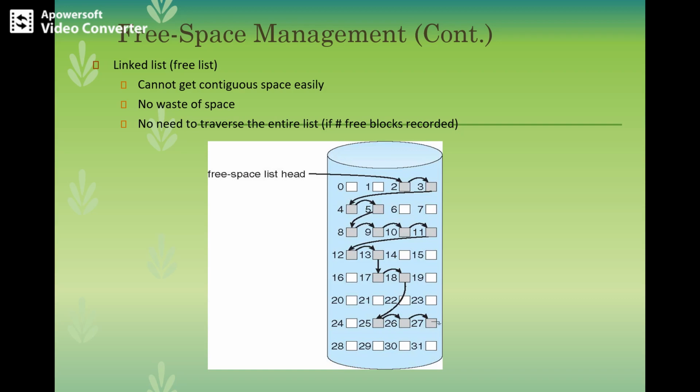Then we have got 3 to 4, then 5, 8, 9, 10. You can see the allocation, how it happens. But here in the case of a linked list, we cannot get contiguous space that easily. Unlike the bit vector, where there will be a sequence of consecutive free blocks, that is not possible in the case of a linked list. We cannot get contiguous space that easily, but there is no wastage of space, and there is also no need to traverse the entire list if the free blocks are recorded.